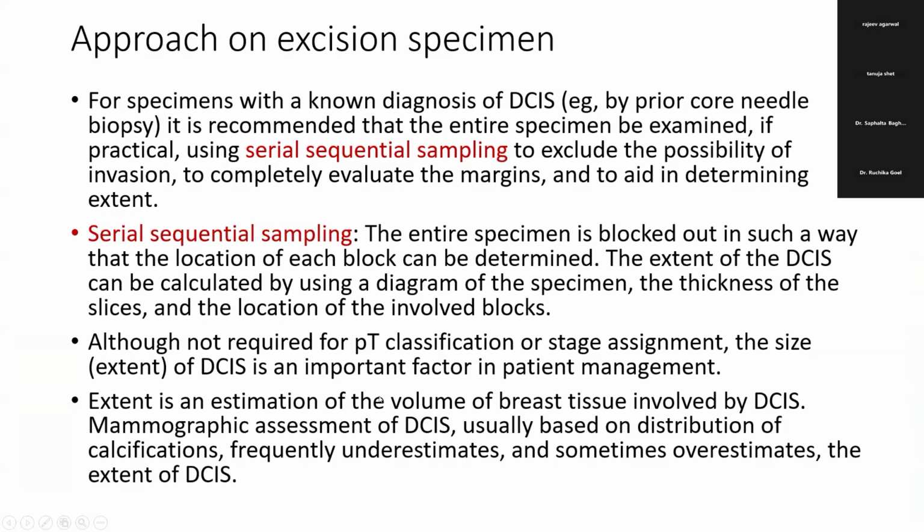So this sampling, although it may not help in pT classification or stage assignment, the size of DCIS is an important factor in patient management. Extent is an estimation of the volume of breast tissue involved by DCIS. Mammographic assessment of DCIS, usually based on distribution of calcifications, may frequently underestimate or sometimes overestimate the extent of DCIS.